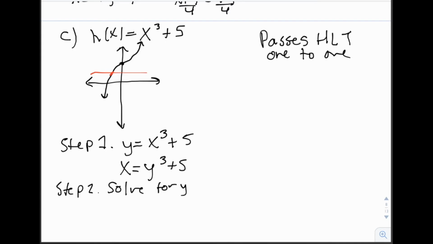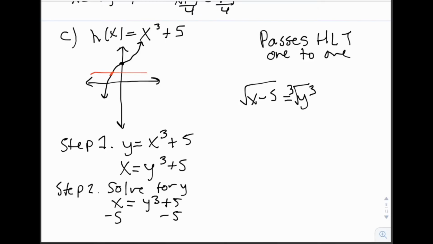So solving for y, first thing we need to do is go ahead and get that 5 over to our left-hand side. So let's go ahead and subtract it. That should leave us with, in this case, x minus 5 is going to be equal to y raised to the third. Now, in order to get rid of this degree of 3, we can go ahead and take the cube root of both sides. So that should leave us with y is equal to the cube root of x minus 5.